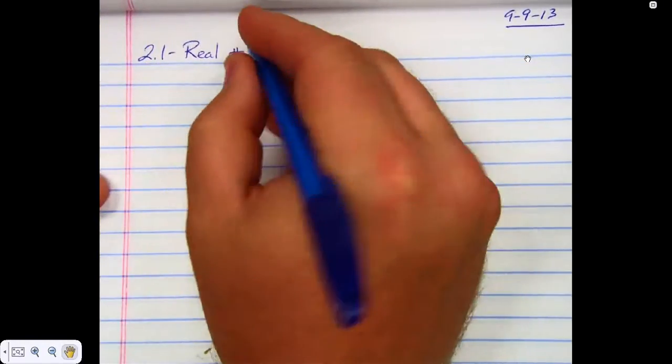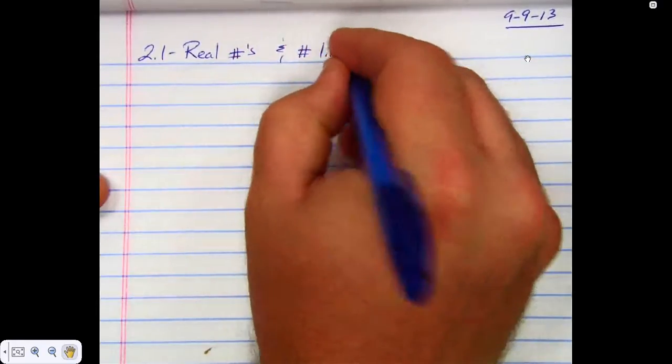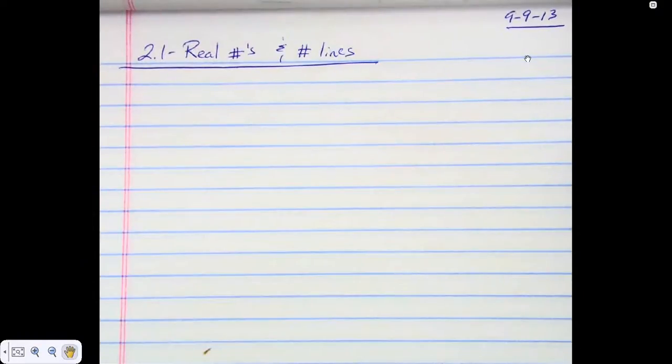Real numbers and number lines. This section's not too bad. It's really just a lot of, really a lot of review.